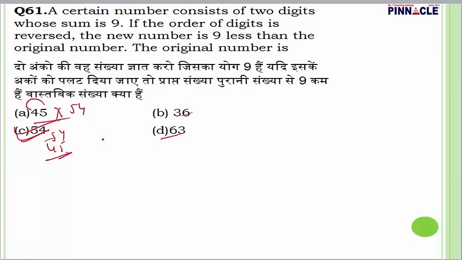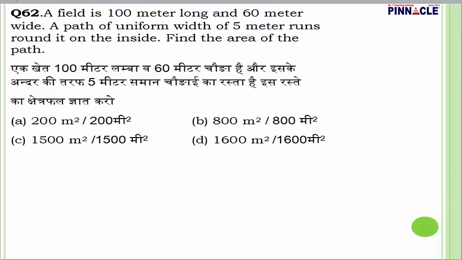You can solve such kind of question in an easy way by the option technique. A field is 100 meter long and 60 meter wide. A path of uniform width of 5 meter runs around it on the inside. Find the area of the path would be how much?